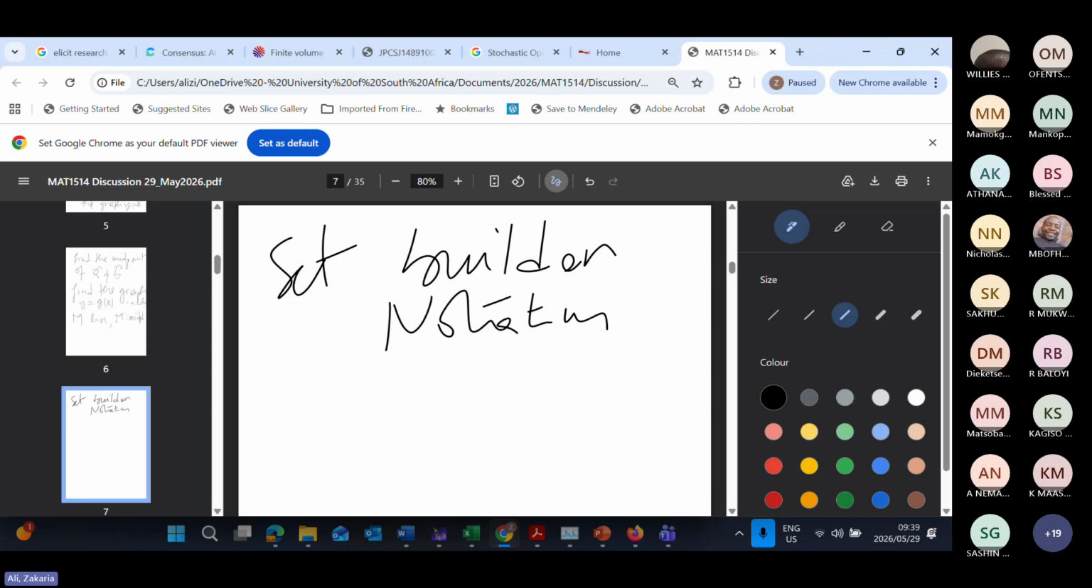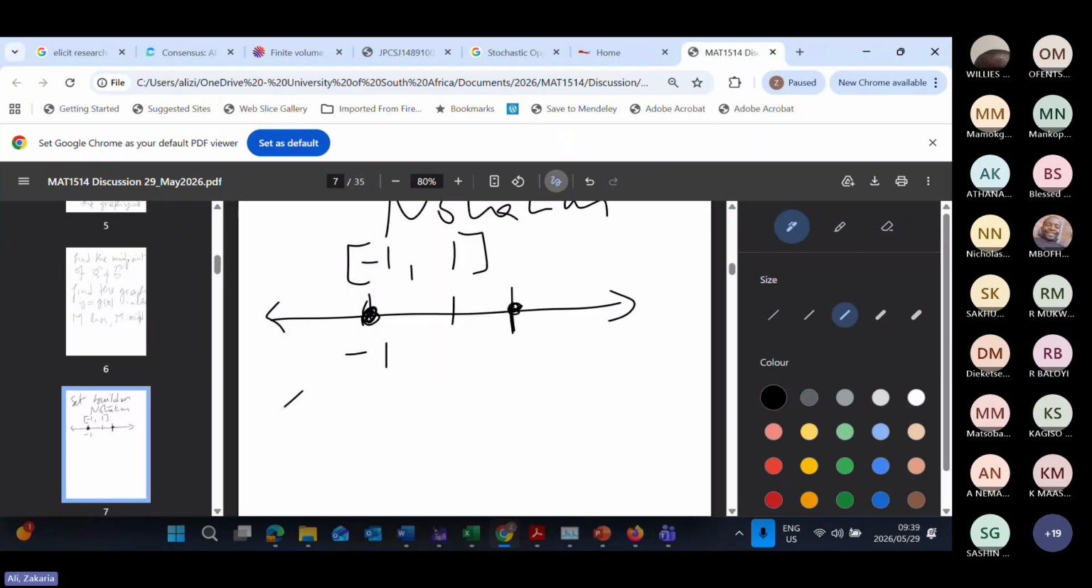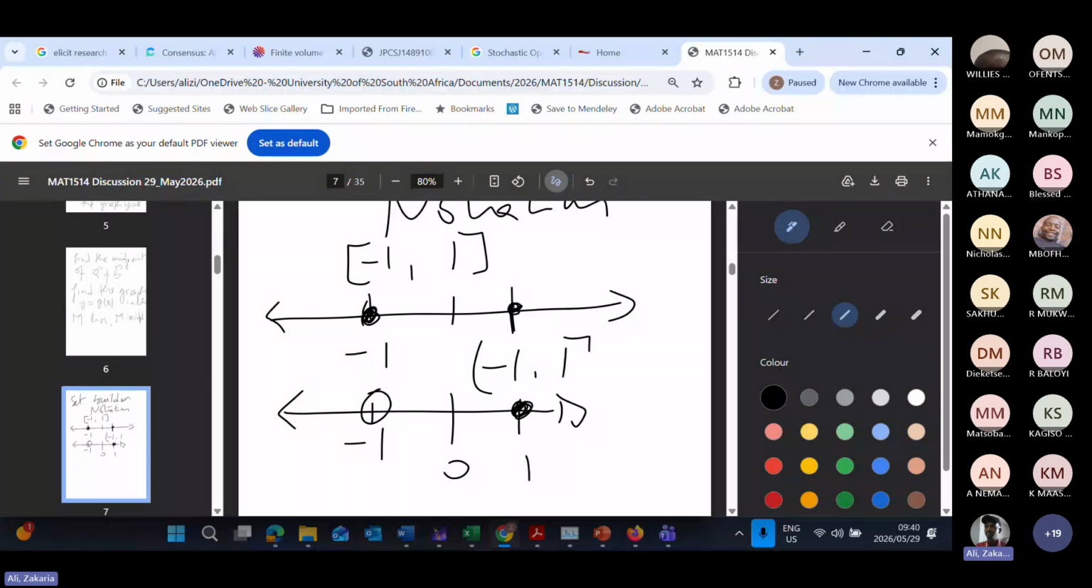I showed you in an interval form that if you have something like this, let's say -1 and 1, depending on whether this is a full dot, then you write that this is the interval from -1 to 1, right? And I also showed you that if it's open, let's say here is -1, here is 0, and here is 1, and it's open at -1 and closed at 1, that means it's -1 open and 1 closed.